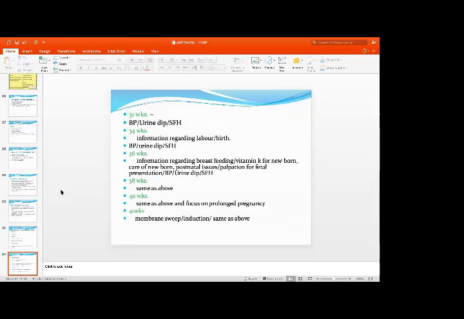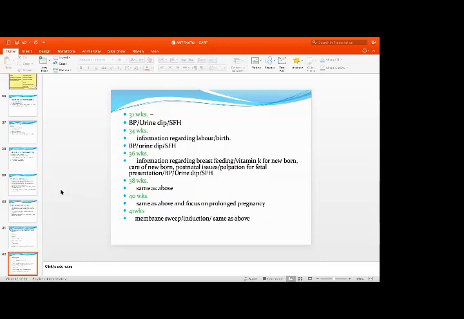At 31 weeks, we will call her again to check her blood pressure, proteinuria with dipstick, and check her symphysis fundal height. At 34 weeks, we will check her blood pressure, proteinuria, and symphysis fundal height, and we will give her information regarding birth and labor, because now she may be at risk of going into preterm labor. At 36 weeks, she will come again and we will give information regarding breastfeeding, vitamin K for the newborn, care of the newborn, postnatal issues, preparation for fetal presentation or lie, and check blood pressure, proteinuria, and symphysis fundal height.